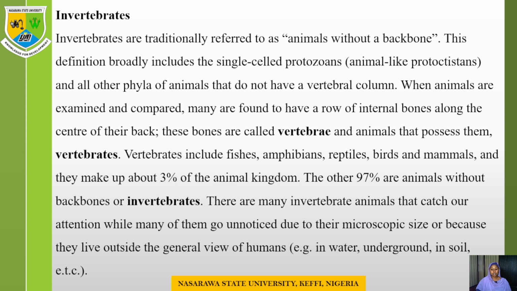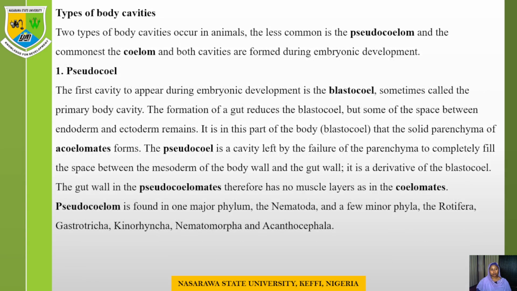There are many invertebrate animals that catch our attention, while many of them go unnoticed due to their microscopic size or because they live outside the general view of humans, that is, those that live in the water, underground, or in the soil, and so on.